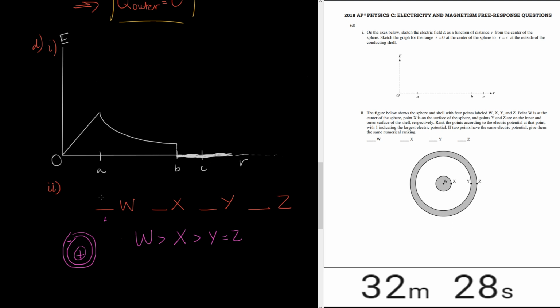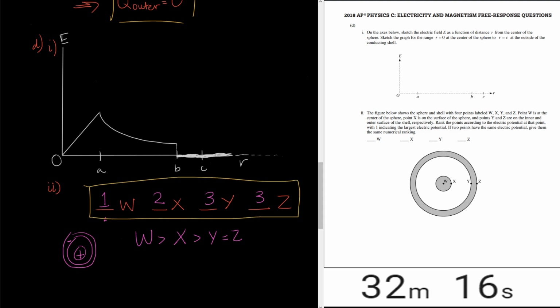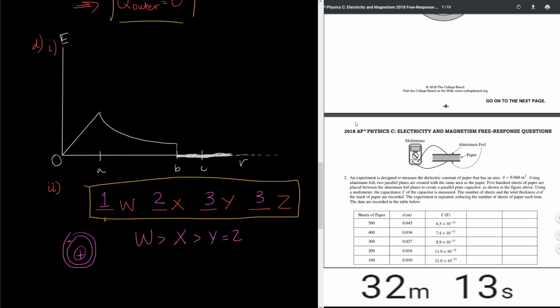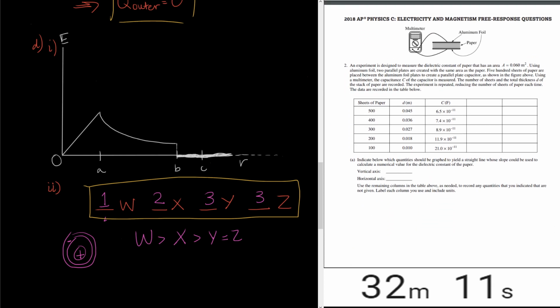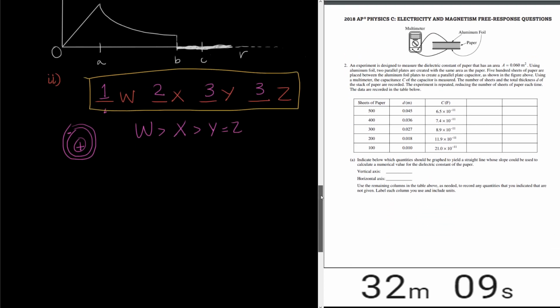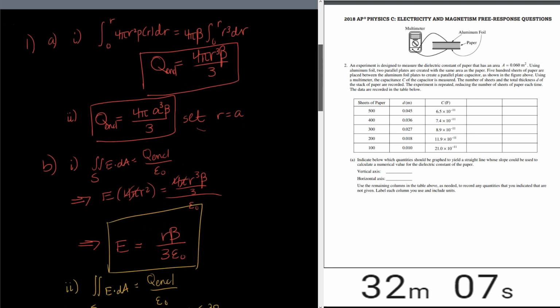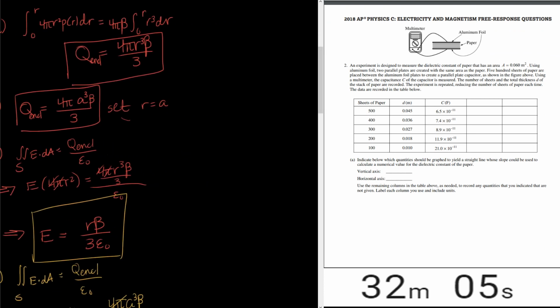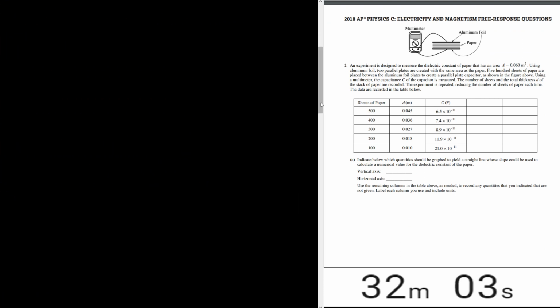So W is going to take the number 1 spot, X is going to take the number 2 spot, and Y and Z are going to tie for the number 3 spot. That is our final answer. And rather than thinking about it more, let's move on so that we get some nice time bonus. Alright, let's just scroll all the way up here and start anew.